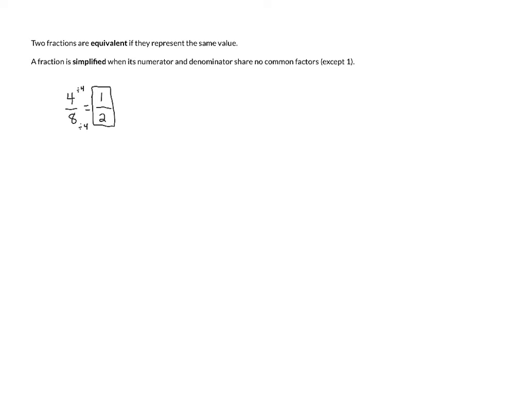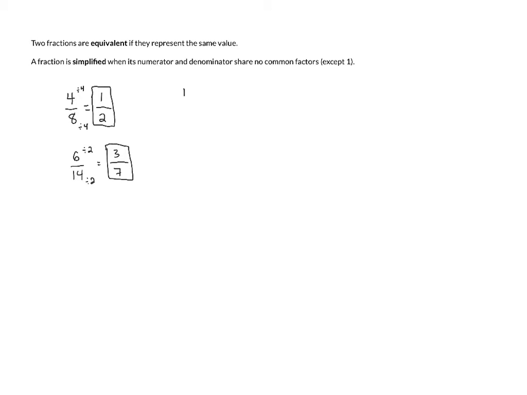Let's do a few more examples together, and then if you want, you can look at even more examples on the link below. Let's take a look at 6/14. Now, this is not simplified because 6 and 14 have a factor in common. Both of them are divisible by 2. So we're going to divide the top and bottom by 2 to reduce the fraction. 6 divided by 2 is 3. 14 divided by 2 is 7. And so we end up with 3/7. That can't be reduced anymore, so that is our simplified fraction.